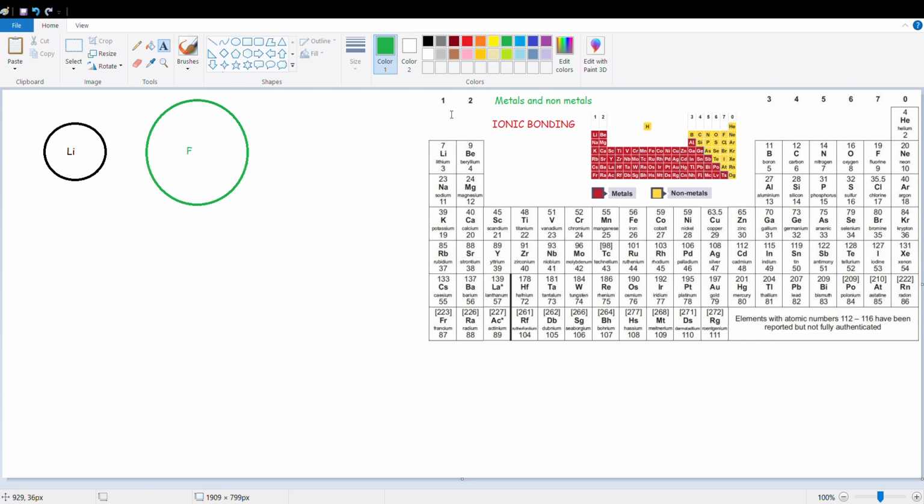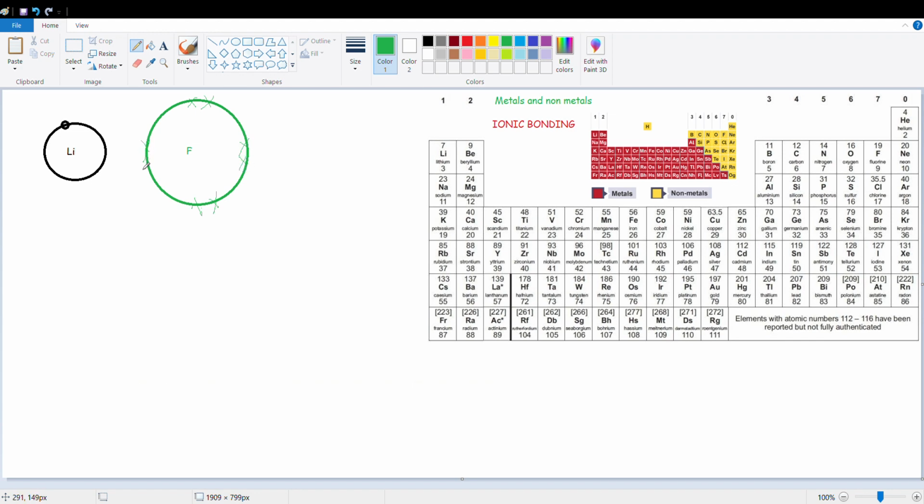Lithium is in group number 1, so lithium has 1 electron in the outermost shell. And because fluorine is in group number 7, as we discussed, it definitely will have 7 electrons in the outermost shell. Now if I draw the electrons, I should be drawing a cross here. So I draw crosses. That's called an exam dot and cross diagram. 1, 2, 3, 4, 5, 6, and 7 here.